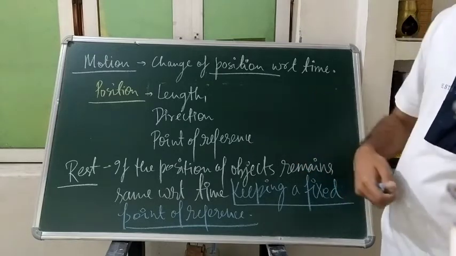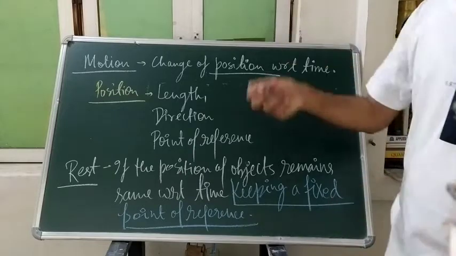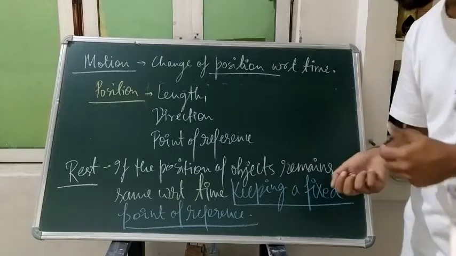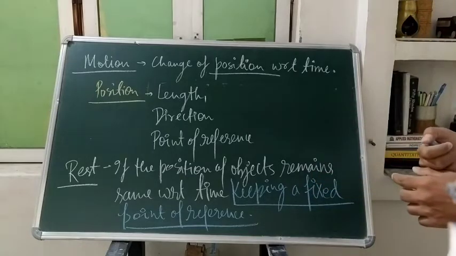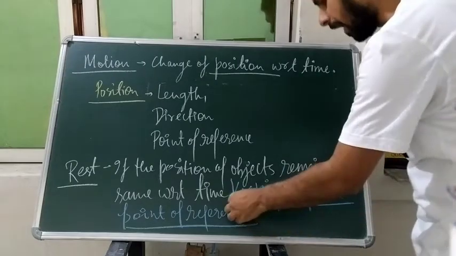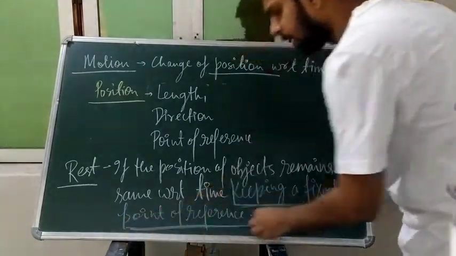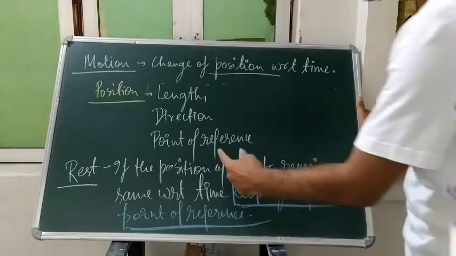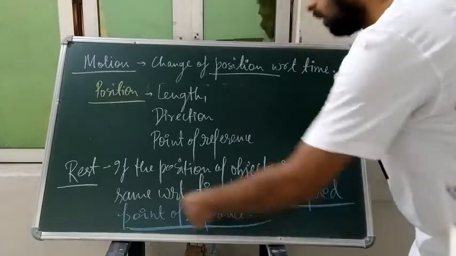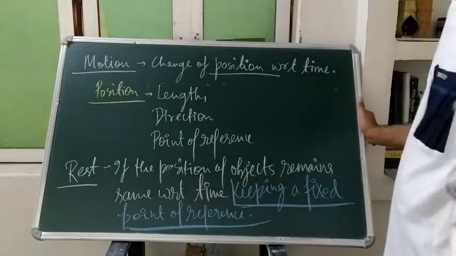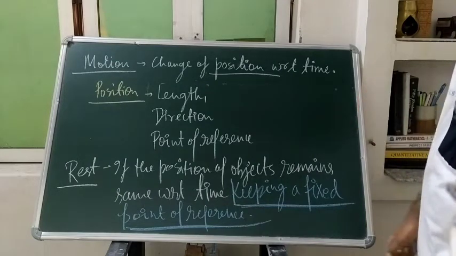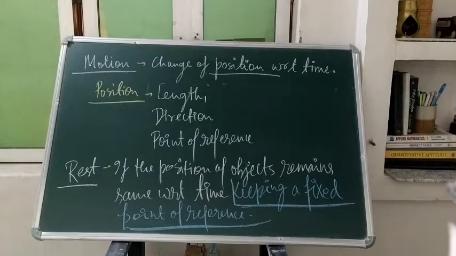But if I go to the moon, the earth is rotating, so from the moon the book will not be at rest. So while defining rest, keep in mind that the reference point must be the same. Until you say this, if the position of objects remains the same with respect to time, keeping a fixed point of reference, rest will not be completely defined. You can take a screenshot of it.